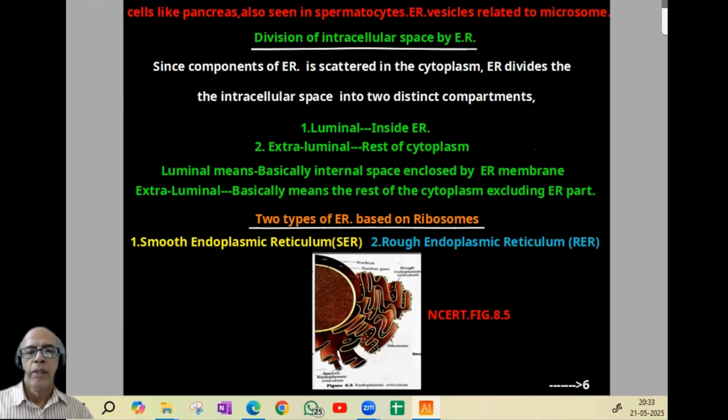Luminal and extraluminal. Now, 2 types of ER based on ribosomes. Another important item. One is smooth endoplasmic reticulum, otherwise called SER. Second is rough endoplasmic reticulum, otherwise called RER. NCERT figure, photograph given there, labeling question, SER, RER, all this.